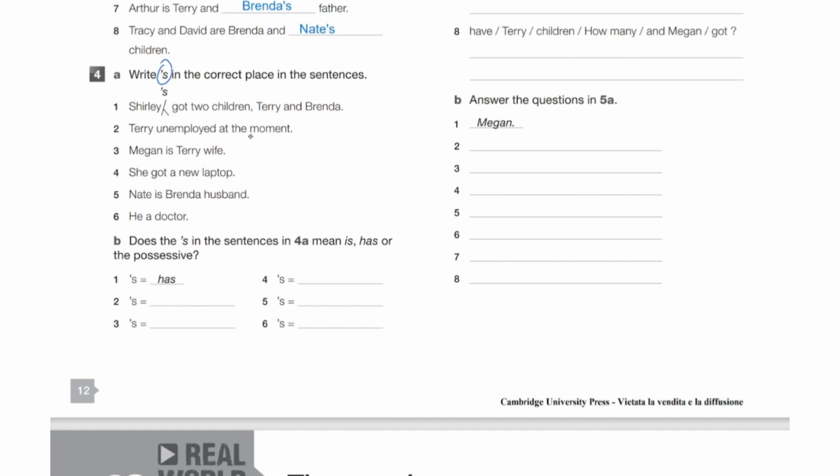Number 2, Terry unemployed at the moment. Unemployed is an adjective. So that's why we need to have is here. So is, we use with apostrophe S.